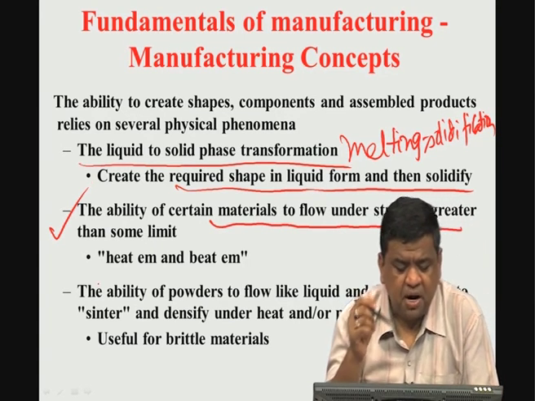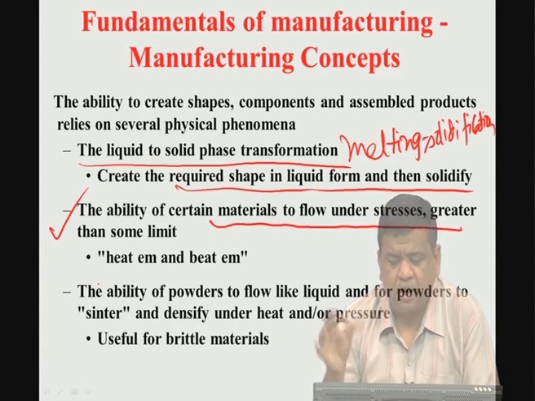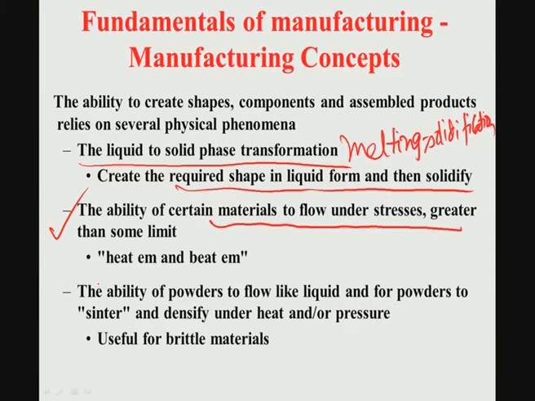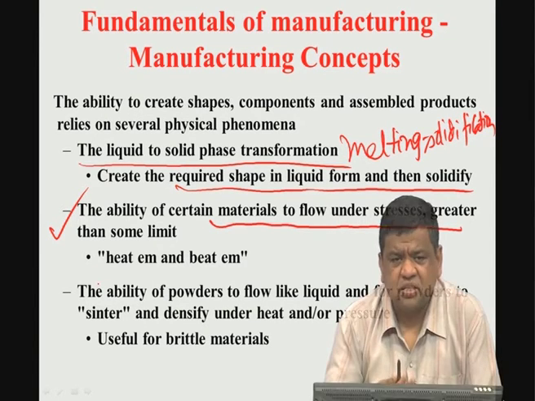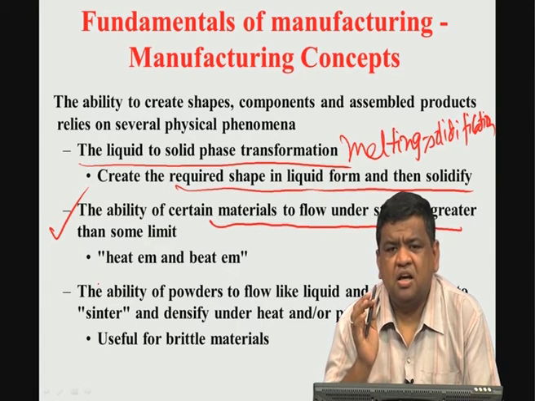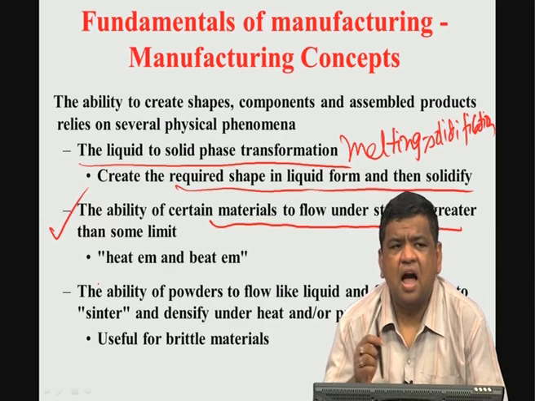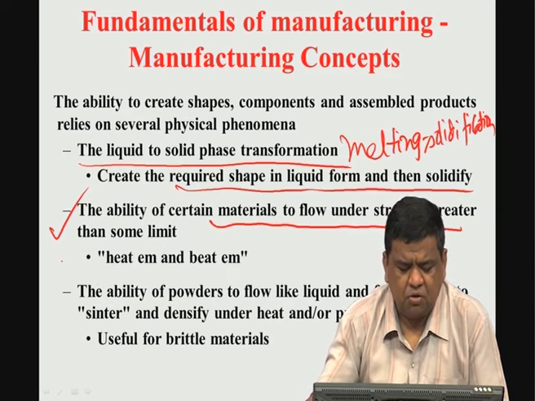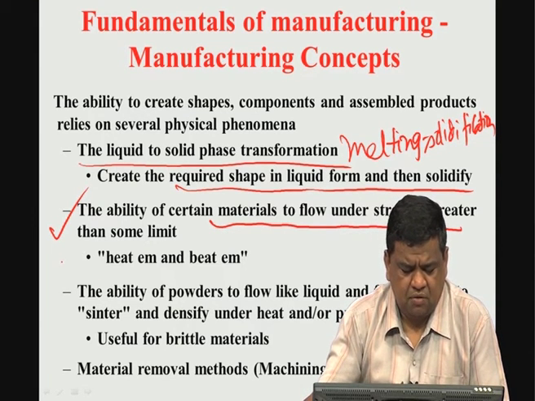Third one, the ability of powders to flow like a liquid into the particular mold and then sinter. Sinter means it is a high temperature treatment. High temperature means that any given material has a specific melting point Tm. So, you have to heat at a temperature above 0.5 Tm, and if necessary, you can apply pressure also, so that under application of pressure this material will be densified and will be shaped into a particular device shape.